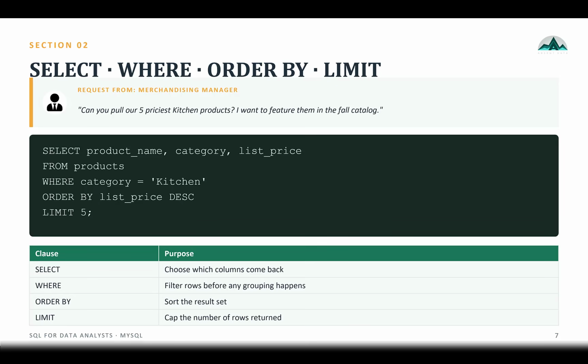codes and keywords like select, where, order by, and limit to bring back the 5 priciest kitchen products we want to feature. As you saw, this is what we did in the previous section where we looked at the product name, the category, and the list price. We brought those columns back. From the product table, we filtered that category with kitchen, and we ordered by the list price to get that in a descending order, and then we limit 5. So you can see that the clauses or the keywords that you have used already are listed there.